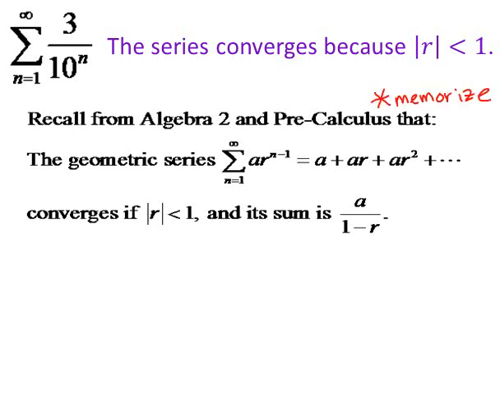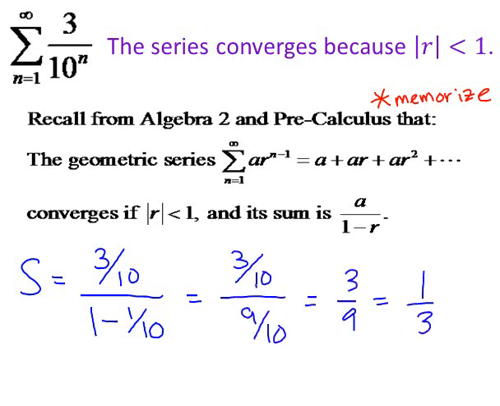This particular series does converge because the r value, which is 1/10, is less than 1. So the sum can be calculated by 3/10 divided by 1 minus 1/10, which simplifies to 1/3. And if you think about what this series was again, 3/10 is 0.3, 3/100 is 0.03, 3/1000 is 0.003. This would have added up to the repeating decimal 0.3 repeating, which is 1/3.